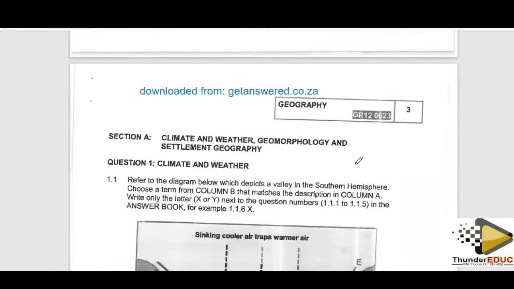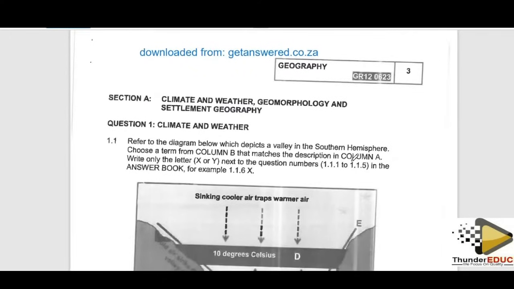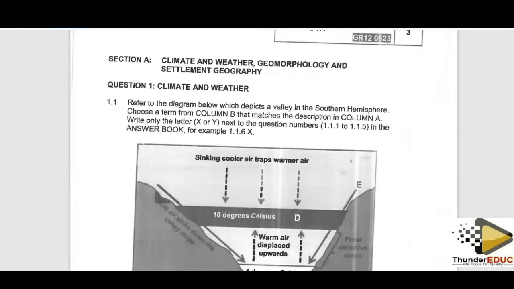Then we go to our first questions under climate and weather, there is geomorphology, settlement, geography. So question 1, we are looking at climate and weather. They say, refer to the diagram below which depicts a valley in the southern hemisphere. Choose a term from column B that matches the description in column A. Write only letter X or Y next to the question number in the answer book.